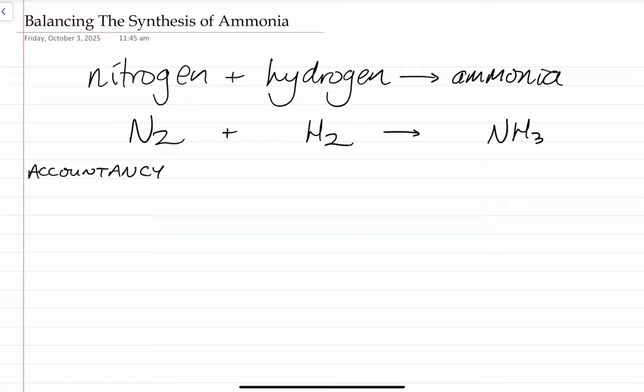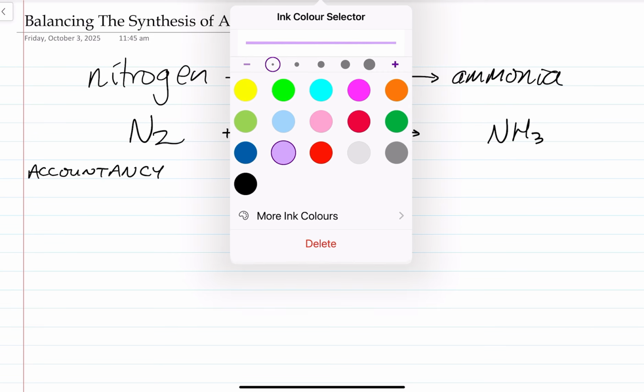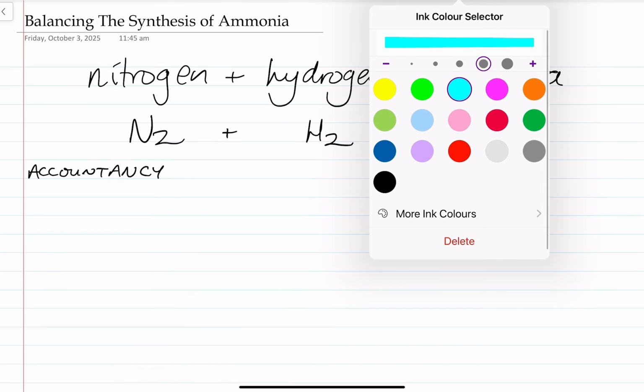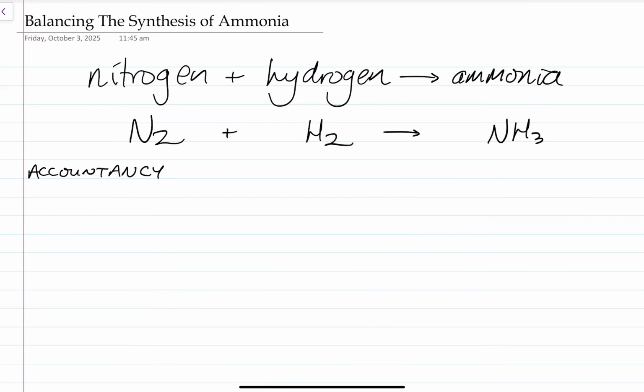Let's call it accountancy or accounting. Okay, so here's how we do this accounting method. And this is showing your work just as legit as the others. I don't like it, just my preference. I'm going to draw a line here, and I'm going to list my elements on either side.